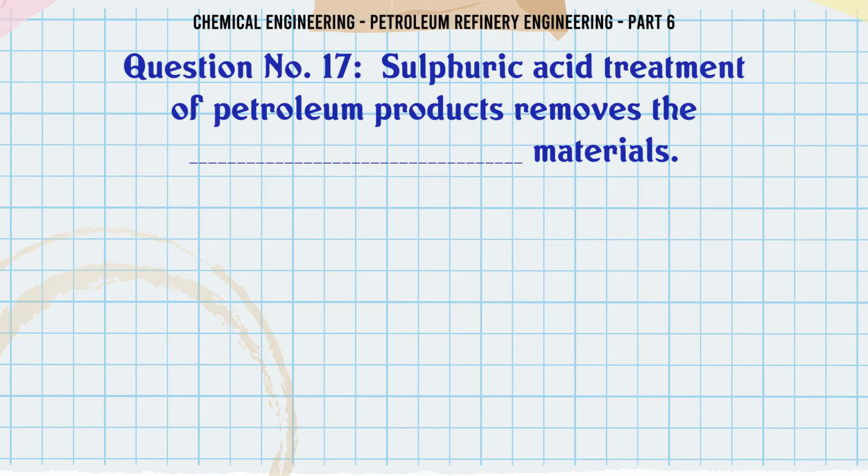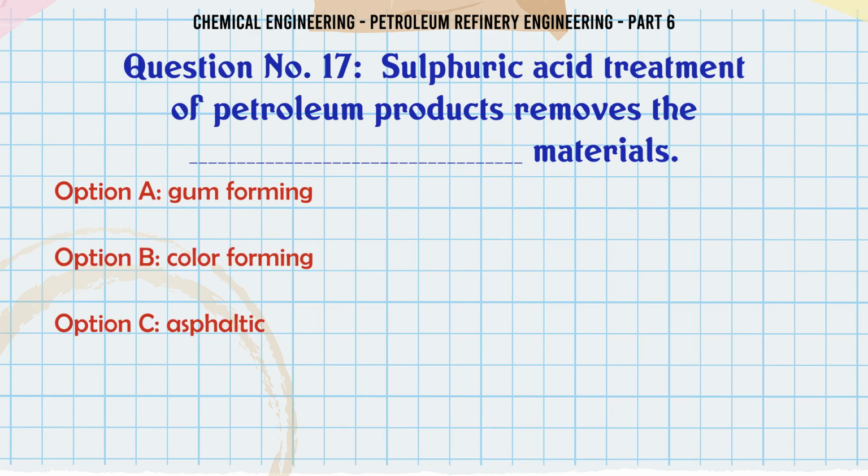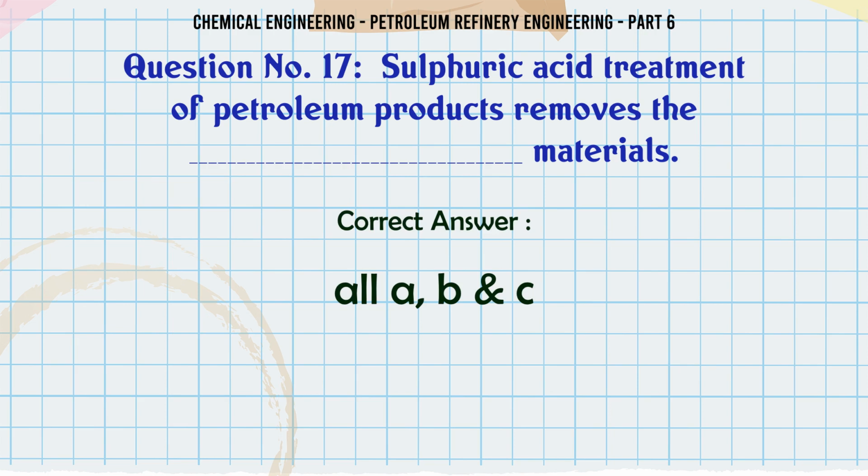Sulphuric acid treatment of petroleum products removes the materials A. Gum forming. B. Color forming. C. Asphaltic. D. All A, B, C. The correct answer is all A, B, C.